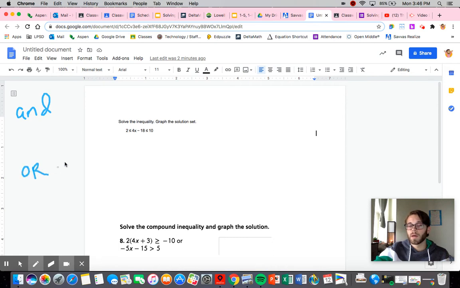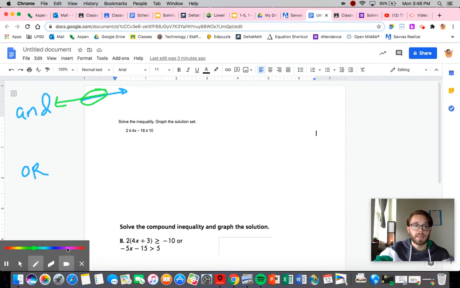And the "and" compound inequalities, those are the ones where you have something like that, one's going that direction, the other one's going this way. And we care specifically about this area where both of them are true. So we're looking in "and" for where both inequalities are going to be satisfied.